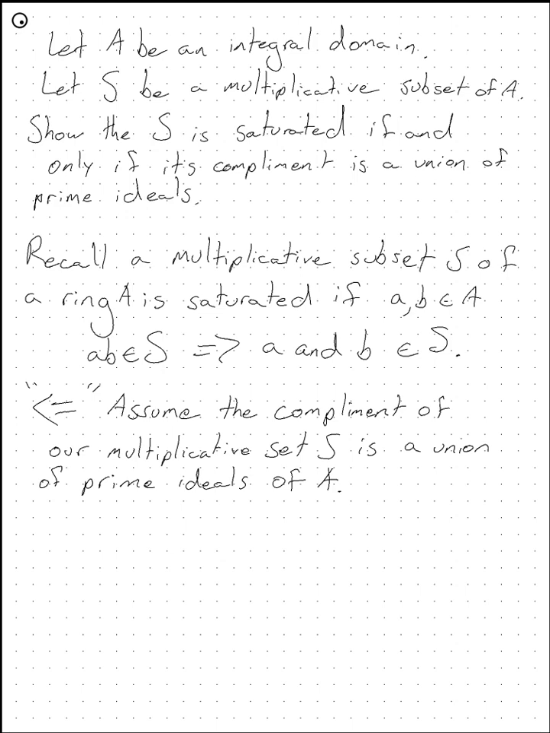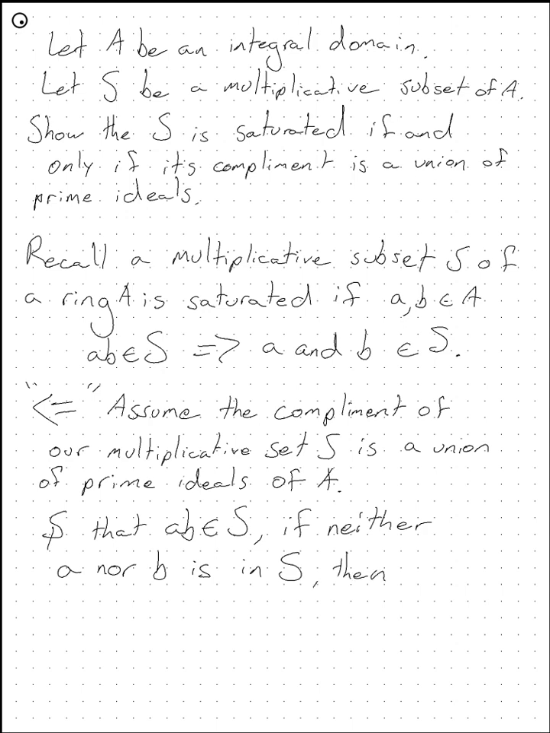So in order to show saturation, we look at our definition and we suppose that AB is in our set S. If neither A nor B is in S, then they must be in the complement of S. Then A or B is in A minus S.